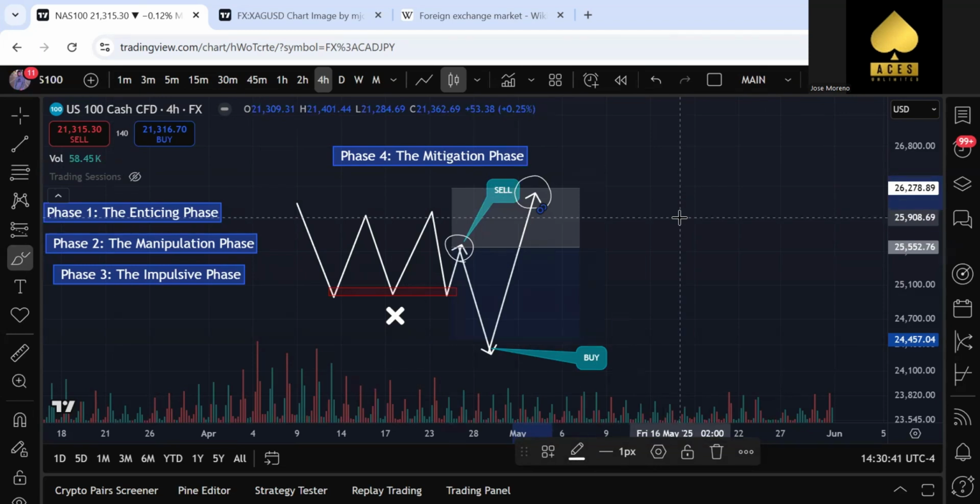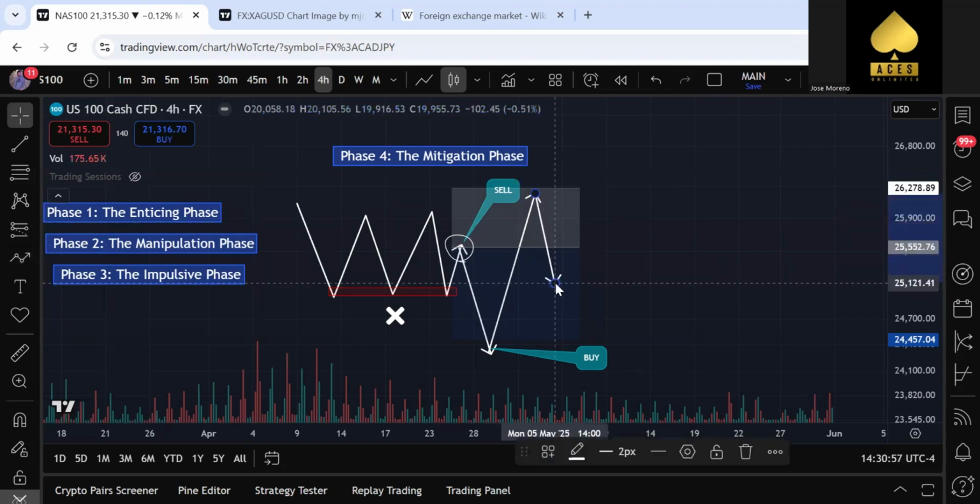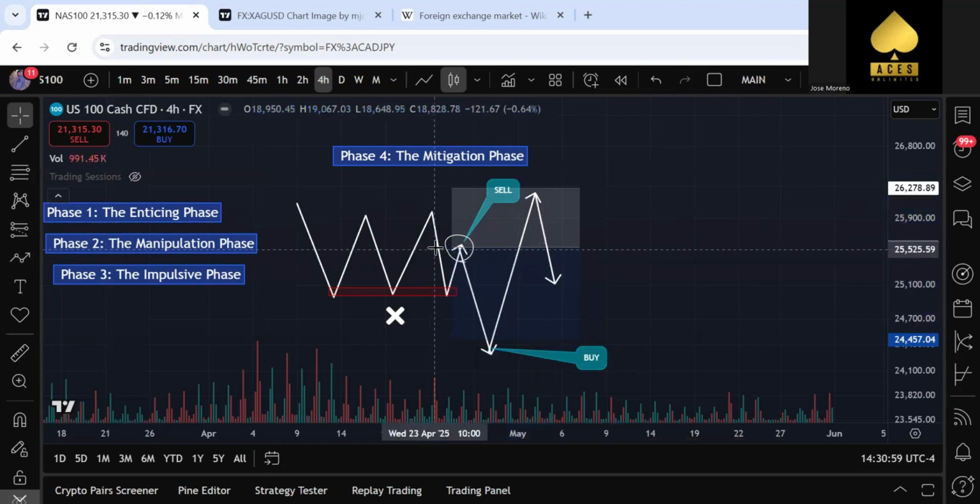So if you can control the market, are you just going to leave that money on the table? Probably not. No, you're going to bring the market back down to a point where it's at least at break even, if not in a little bit of profit to those previous sell orders. And this is where we find our opportunity to get into the market.